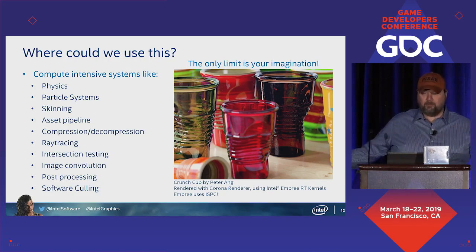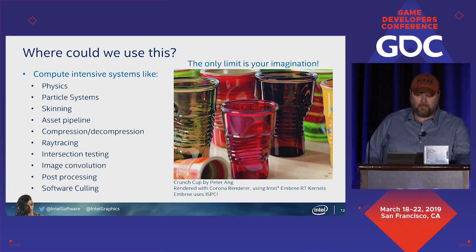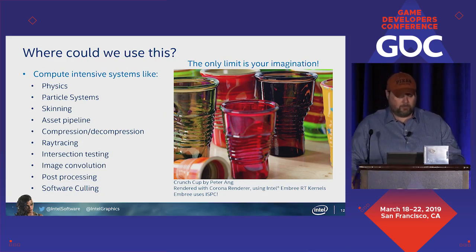So where can we use this stuff? Well, lots of places. You saw yesterday in the Epic Chaos demo, we used ISPC to optimize the Chaos physics engine. Particle systems, skinning. I think it could have a huge benefit to asset pipelines, where you can control the hardware that you're running on, and use it on your build farms and in your tools code. Compression, decompression, intersection testing was part of what happened with the Epic demo yesterday, and image convolution, and really the only limit is your imagination.